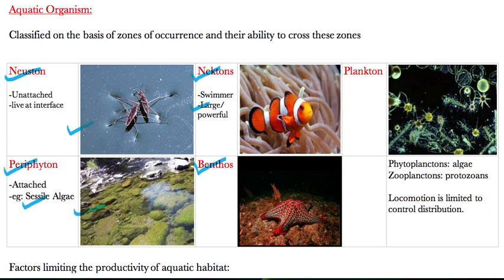Then you have plankton. Plankton can be of two types. One is phytoplankton, or the plants, and the other is zooplankton. So zooplankton are generally protozoans and phytoplankton are generally algae. Then, locomotion is limited to control distribution. The phytoplankton don't have much locomotion. Why? Because if they had much locomotion, they might get dispersed and that would be very harmful for other fishes who feed on them. So they are very much localized because of their controlled locomotion. This is one important point.